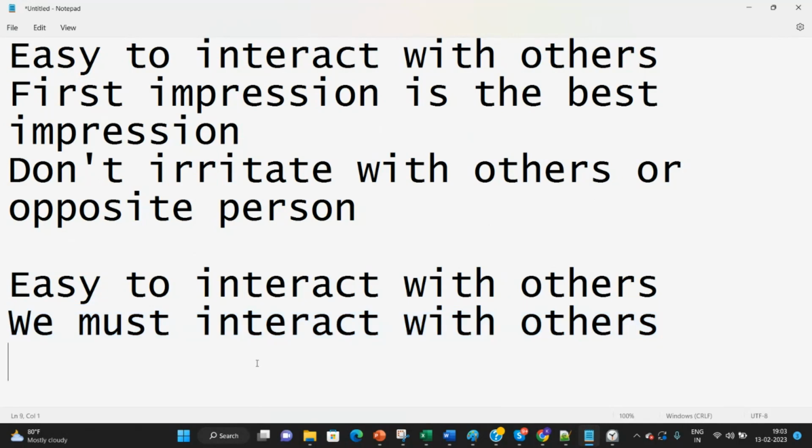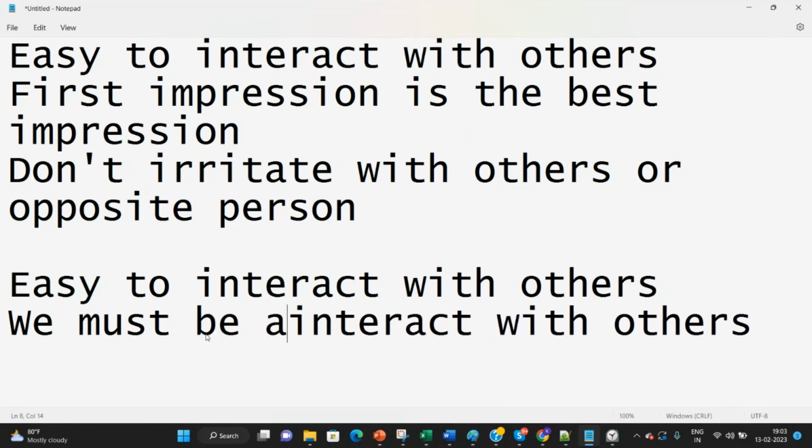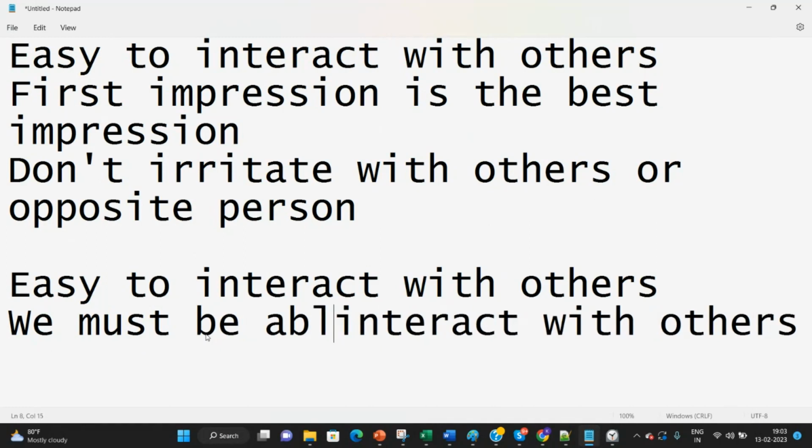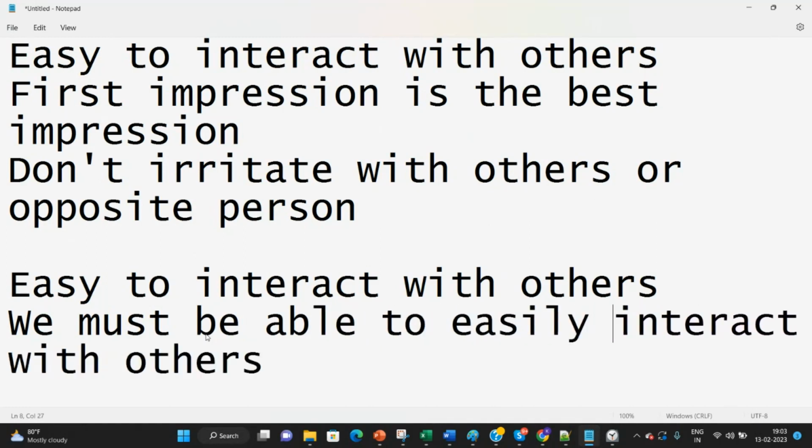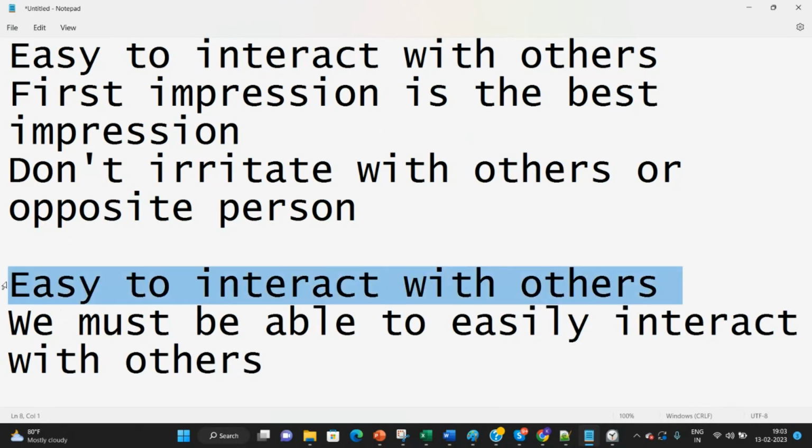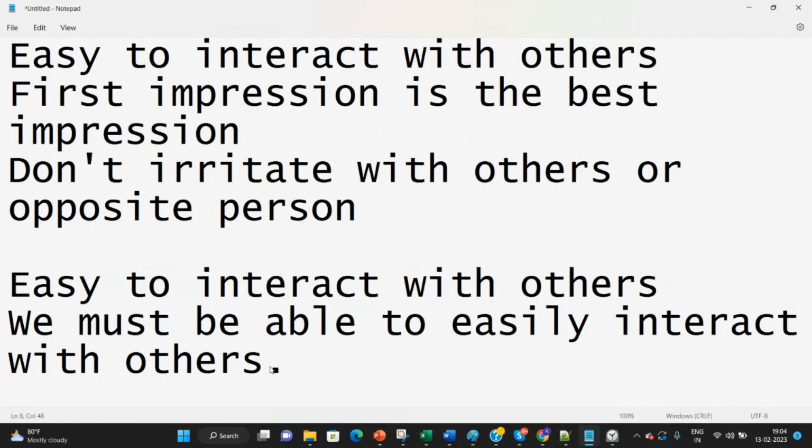Or if you are stressing on it, you can say you must be able to easily interact with others. Yes, ma'am. So now you see, you have the idea. The idea you have is correct. There is no mistake in your idea, and you have got the predicate part very correct. Your sentence was incomplete because it did not have the subject and the predicate, and also the connection. So this is the first line.